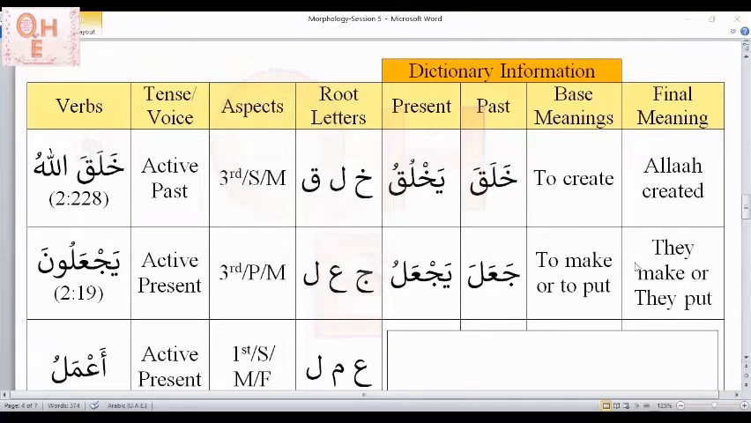Obviously, the final meaning does not include the basic patterns. The basic patterns are part of the root letters definition that we should get. Okay, let's look into the next one.